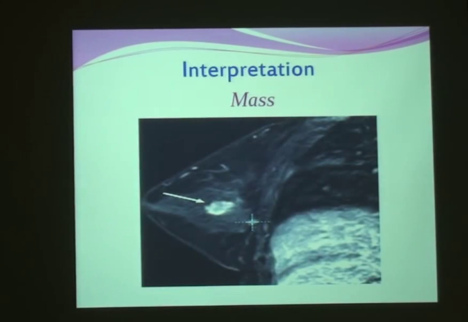If we have an example here for that, this was proven to be invasive ductal carcinoma. We can see the spiculated, irregular margins and the high signal. This is the lesion we talk about, and here the cursor is on an incidental finding of another focus of the tumor in the same breast, as we said before.